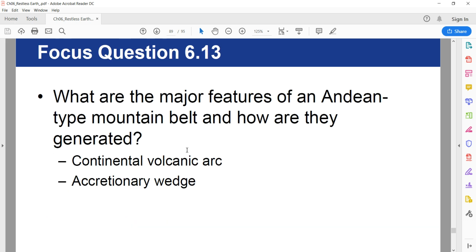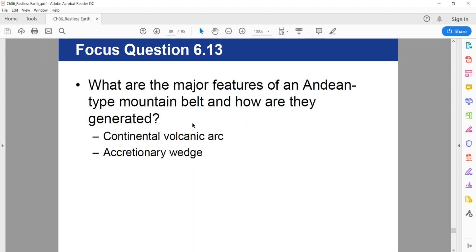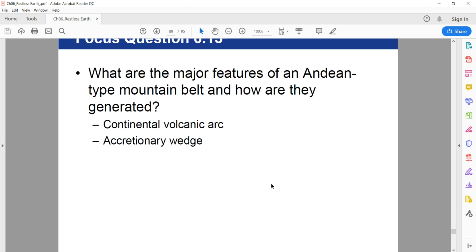So remember that this is an important question here. What are the major features of an Andean type mountain belt, and how are they generated? So these are the major features: continental volcanic arc and accretionary wedge. So I want you guys to remember these two features from the Andean type mountain belt.